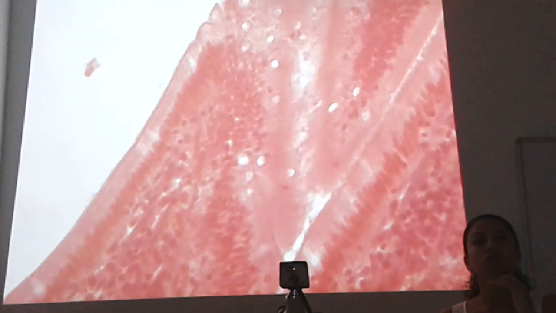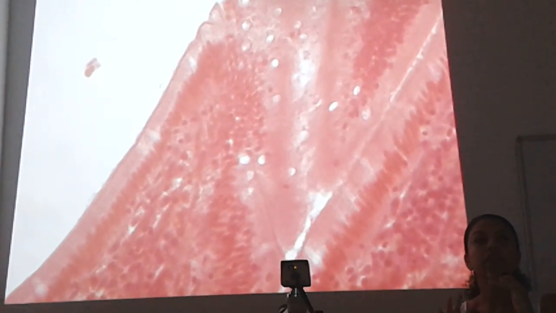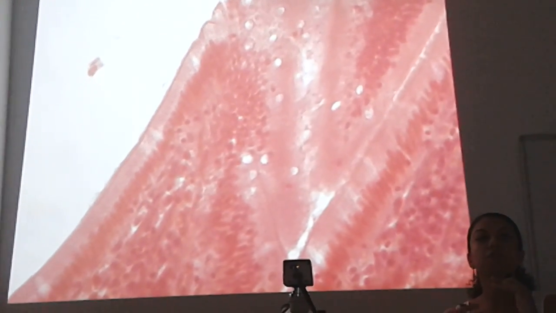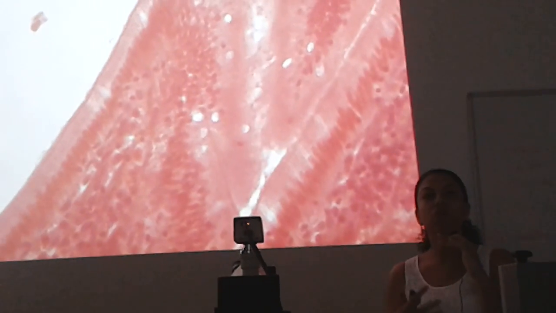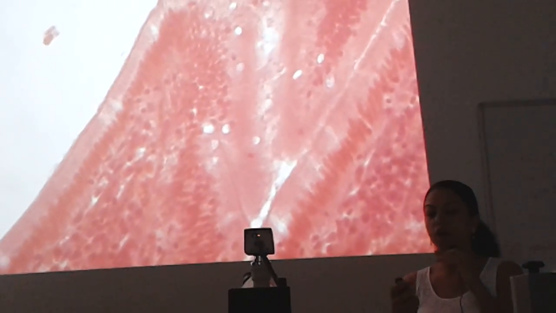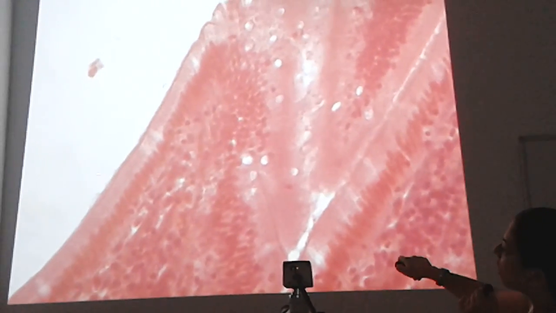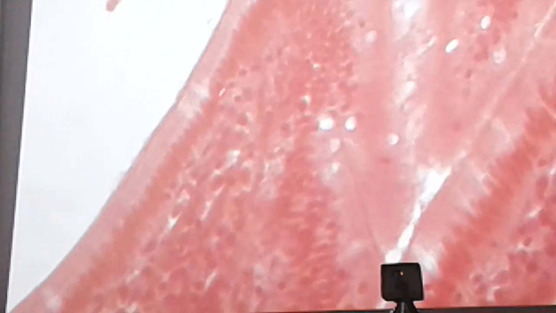Simple columnar epithelium is generally found in the digestive tract, and the main function of the simple columnar epithelium is absorption. So, as you can see here, these are the simple columnar epithelium that lines the small intestine.